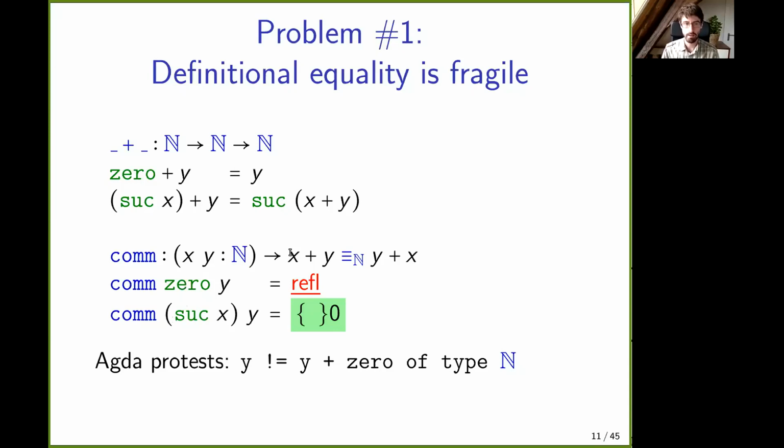There we want to prove that 0 plus y is equal to y plus 0. If we try to prove that with reflexivity, it's actually not accepted by Agda, because it says that y is not equal to y plus 0. So what's wrong here? Well, Agda computed 0 plus y to be equal to y, but y plus 0 is a stuck term, so it didn't evaluate any further. So this is only a propositional equality, but we would really like it to be a definitional equality. However, there is no way to make it into one.